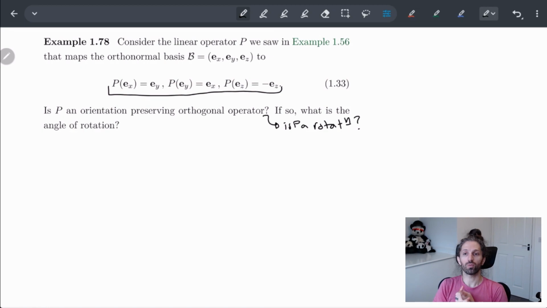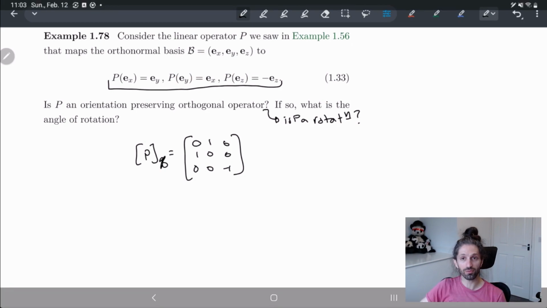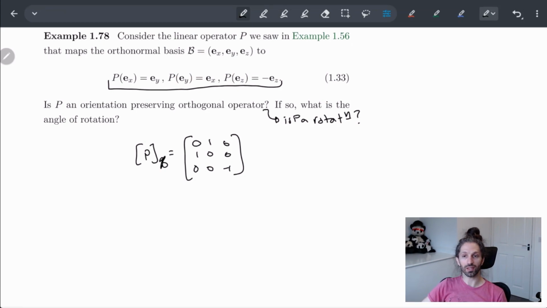So first off, what we're going to look at is the matrix. What we'll notice is the operator is swapping the first two basis elements. So e_y and e_x are swapped, which gives us a swap here. And then we know that z is sent to its negative, so we have a -1 for the z. If you look at this, the column vectors are precisely what we had before. So this is the matrix of the linear operator.